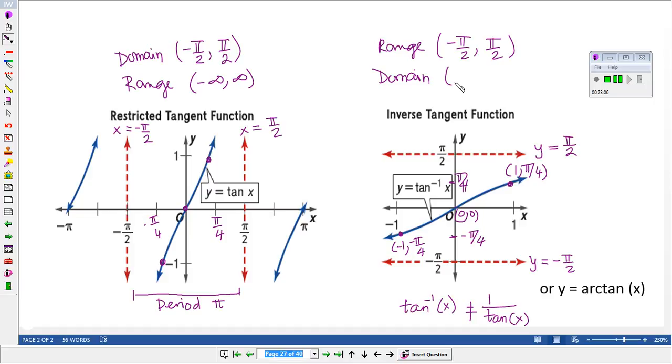And the range of our tangent becomes the domain for our inverse function. So the domain will go from negative infinity to positive infinity. Now we can see that the domain and the range of our tangent function are interchanged with the domain and the range of our inverse tangent. So now we are going to use this concept to find the inverse tangent.